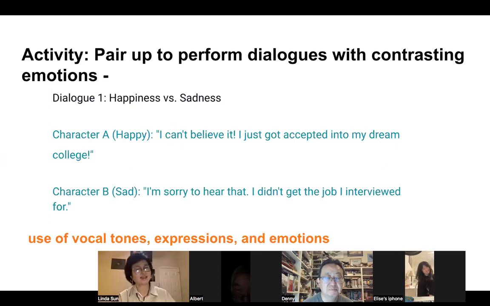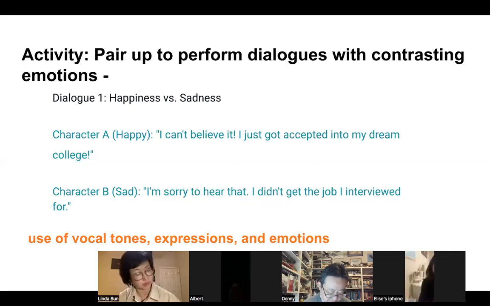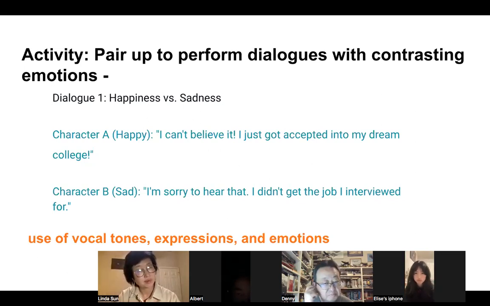Okay. And the last part, we're going to do an activity. This activity we will pair up to perform dialogues with contrasting emotions. We will exaggerate with your voice, with your pitch going up or down, or with your volume, like loud or soft, to show the differences in voice, and to express emotion. So first will be happiness versus sadness.